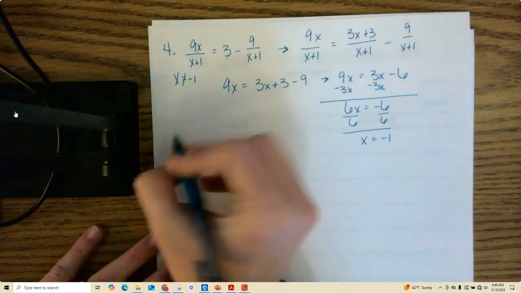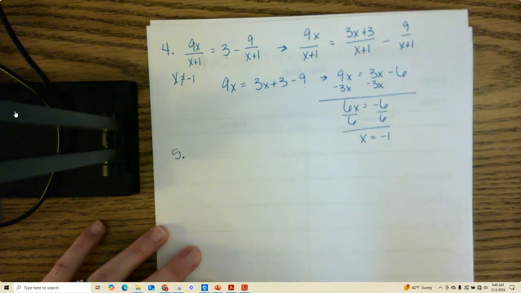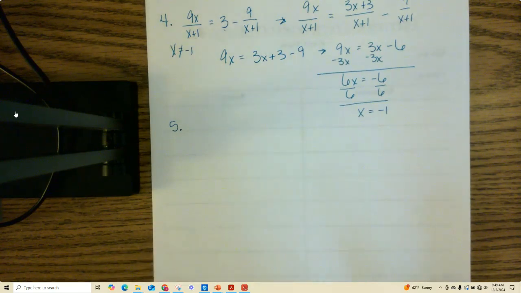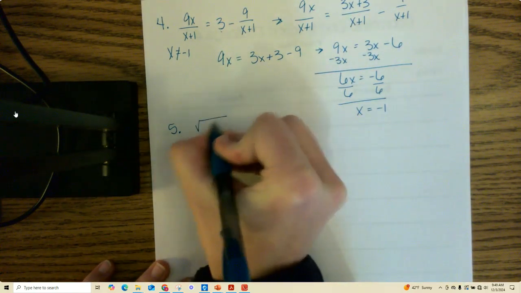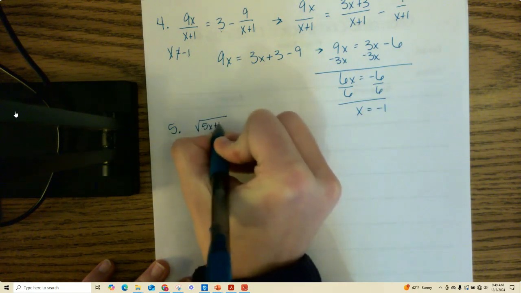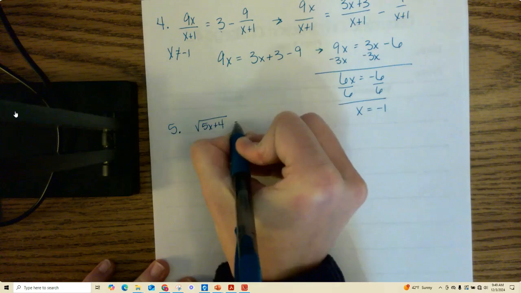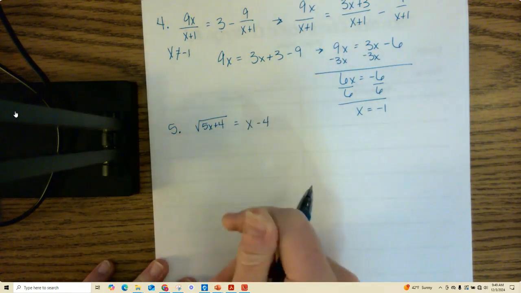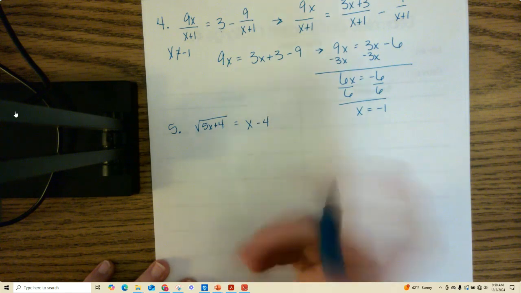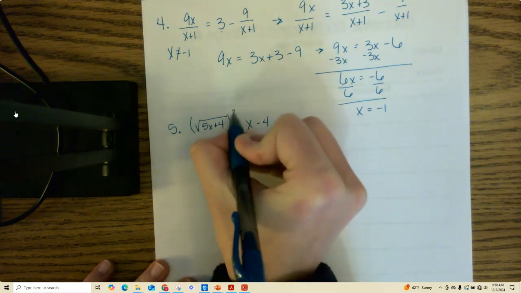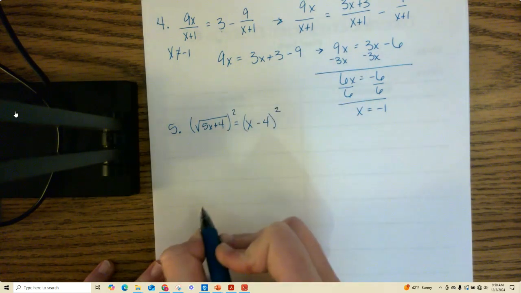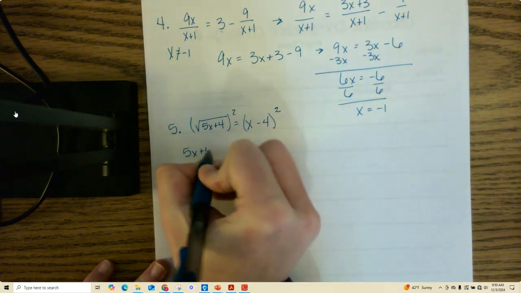All right, number 5. The square root of 5x plus 4 equals x minus 4. Just solve it. I'm going to square this side so I can get rid of the square root, which means I have to square this side, so this would be 5x plus 4.